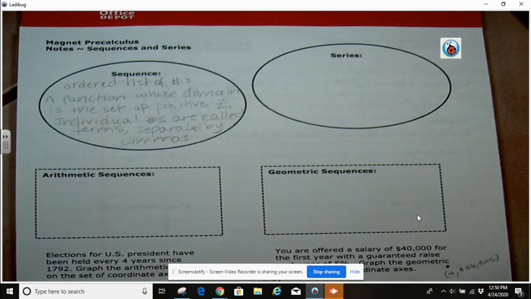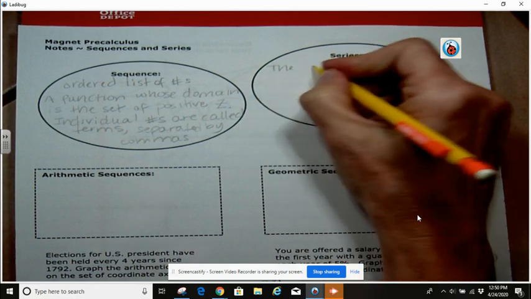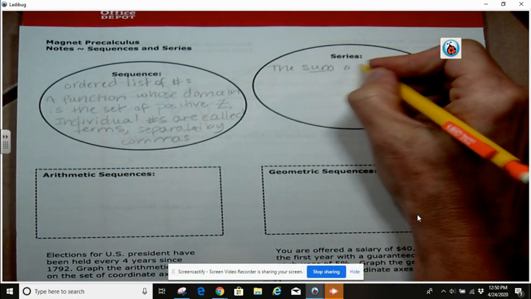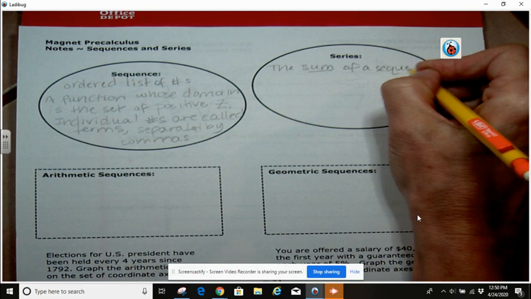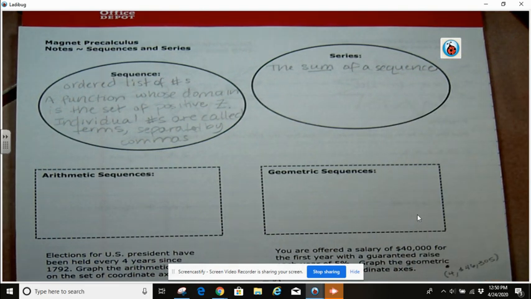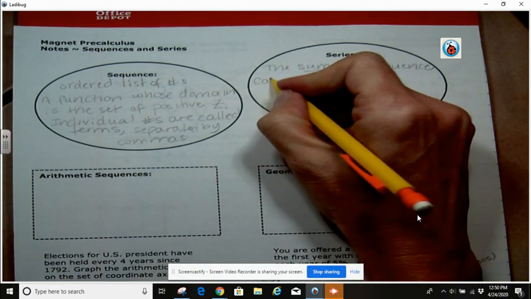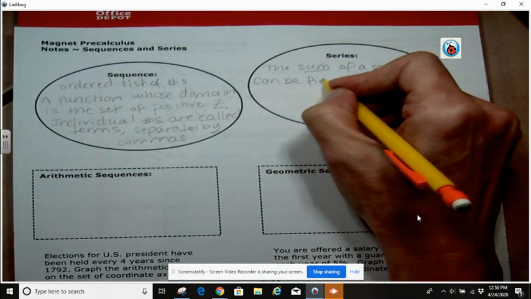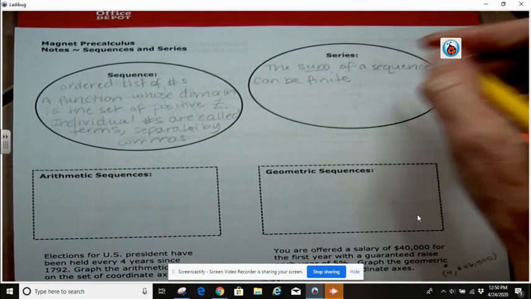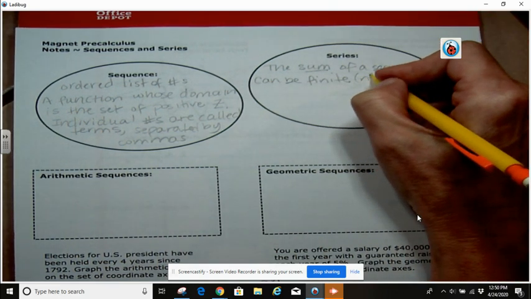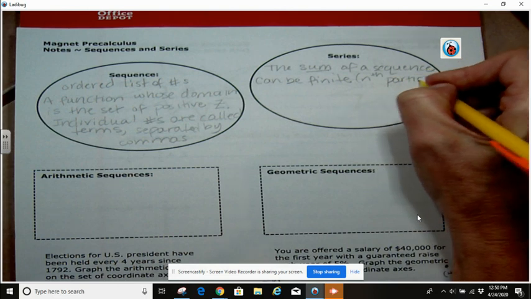So a series is just the sum of a sequence. Again, the particular list of numbers doesn't have to fall into any specific type of pattern, but you have this ordered list of numbers, and if you want to add up that ordered list of numbers, it's now called a series. A series can be finite, meaning it has a final number. That's called the nth partial sum.